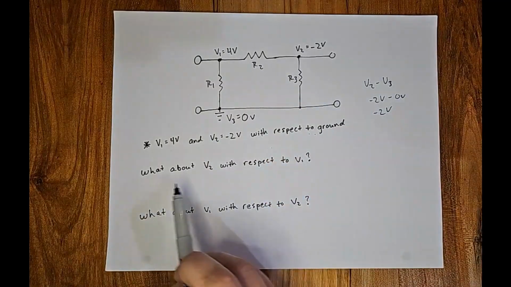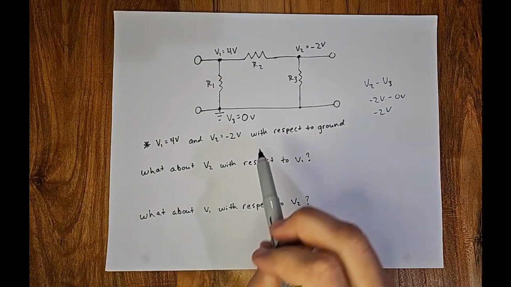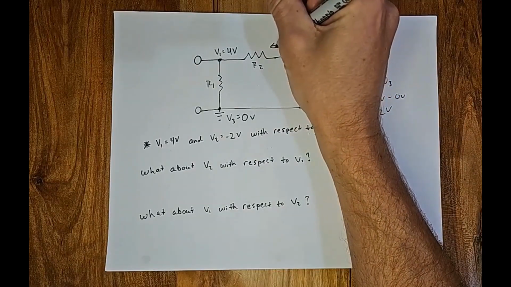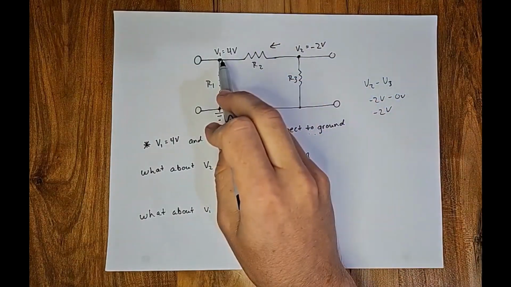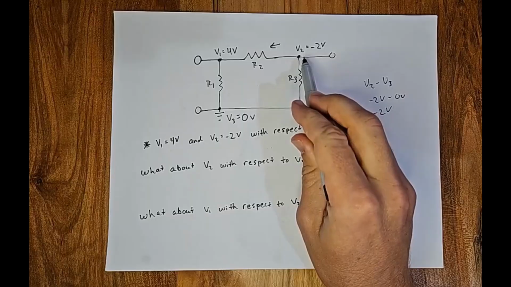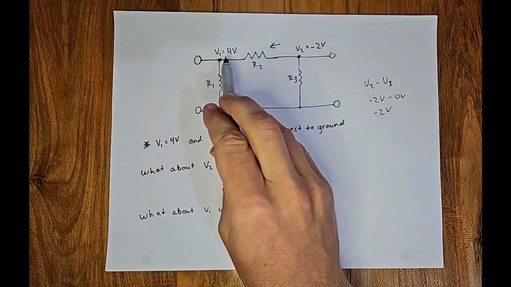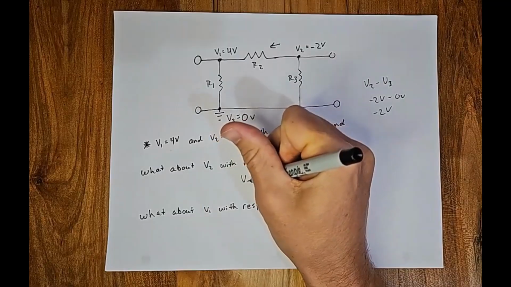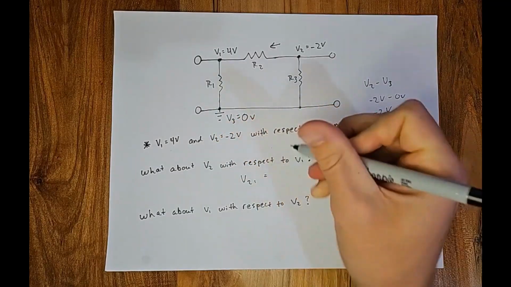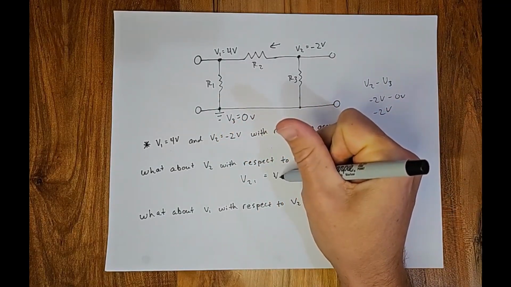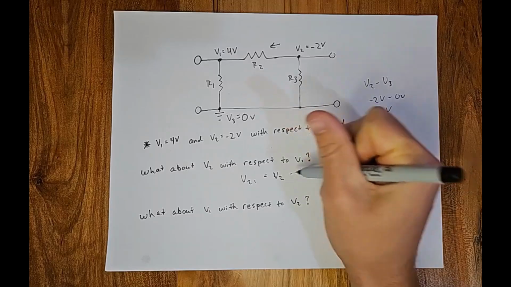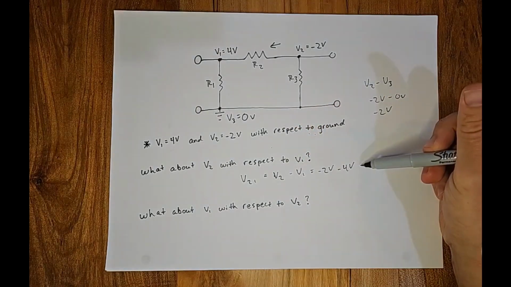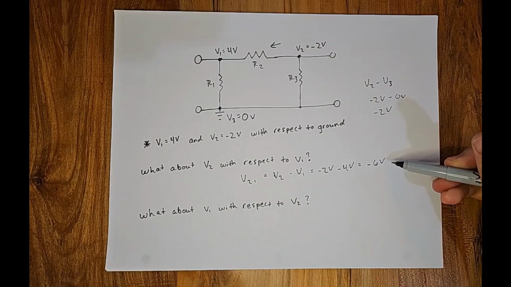So now let's do V2 with respect to V1. Because we're going V2 to V1, so that's negative 2 volts minus 4 volts. So we'll say V21 equals V2 minus V1, which equals negative 2 volts minus 4 volts, which equals negative 6 volts.